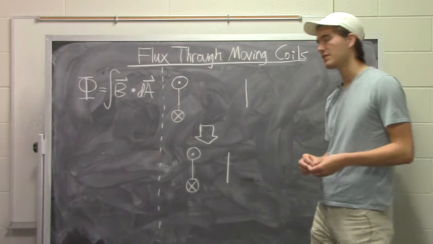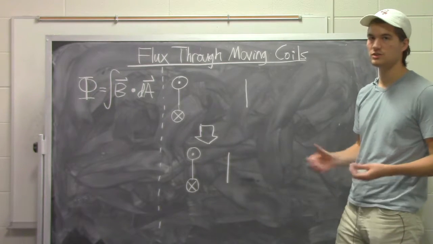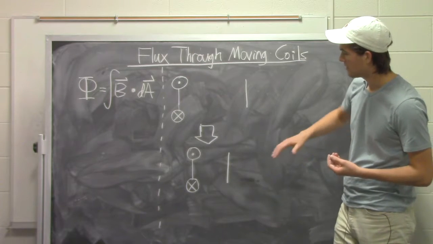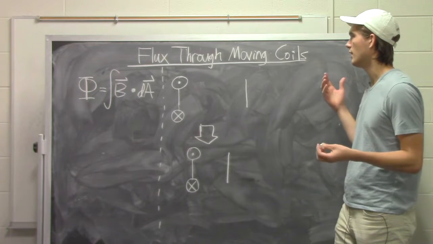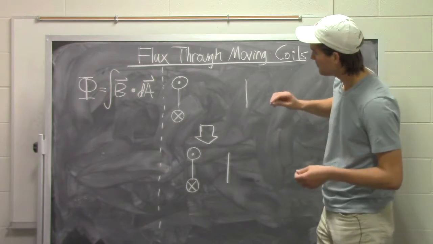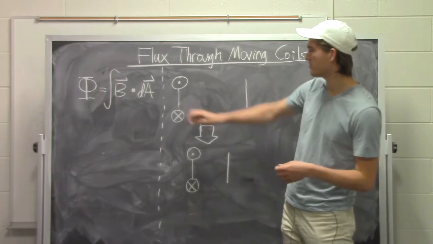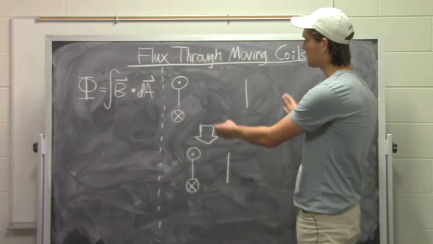All right, this is just a video to demonstrate how to find the direction of induced current in this ring for the example of flux through moving coils. So this is kind of a funky representation, but basically what I've drawn here is just a side view of these two rings.